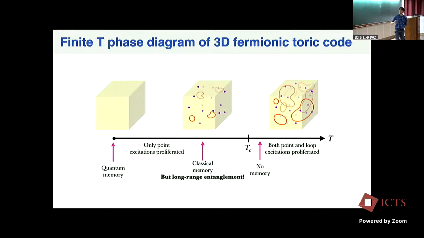Okay, so this is my last slide. You end up with this phase diagram where the loop proliferation happens at some finite TC. Below that there is a non-trivial phase, but it's still only a classical memory, similar to the previous bosonic 3D toric code, and that has to do with the fact that the point-like excitations have proliferated immediately at finite temperature. But because they were fermions, the state you end up with now has long-range entanglement. So that was the statement we wanted to prove.